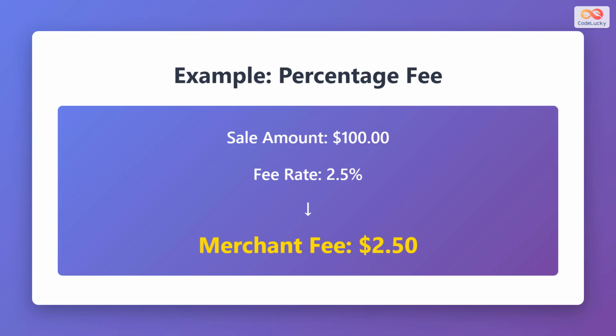Let's look at a simple example. If you make a sale of $100 and your percentage fee rate is 2.5%, you would calculate the merchant fee by multiplying 100 by 0.025. This gives you a merchant fee of $2.50 that you pay to process this transaction.